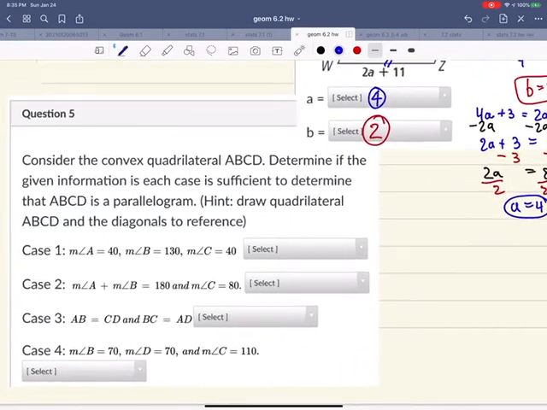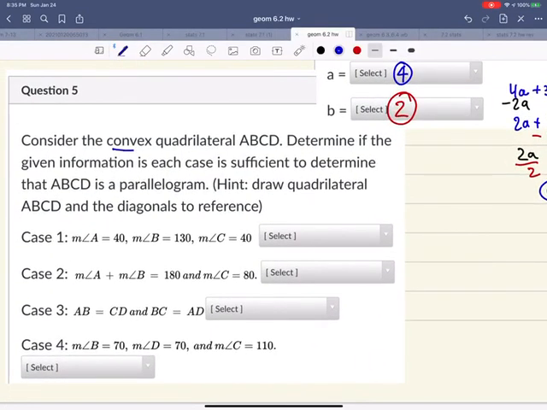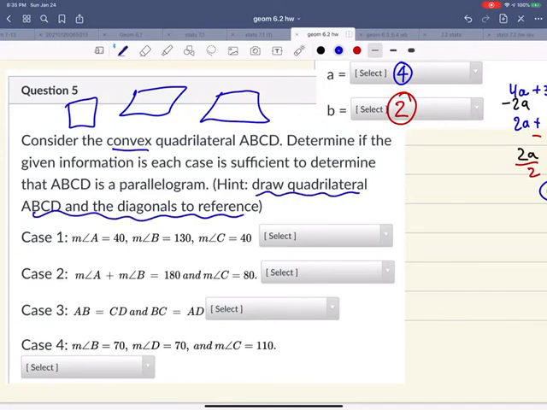Okay, last question. It says, consider the convex, so regular old four-sided shape, so anything with four sides, right? Anything four-sided. Determine if the given information is sufficient to determine if it is a parallelogram. Hint, draw quadrilateral and the diagonals for reference.